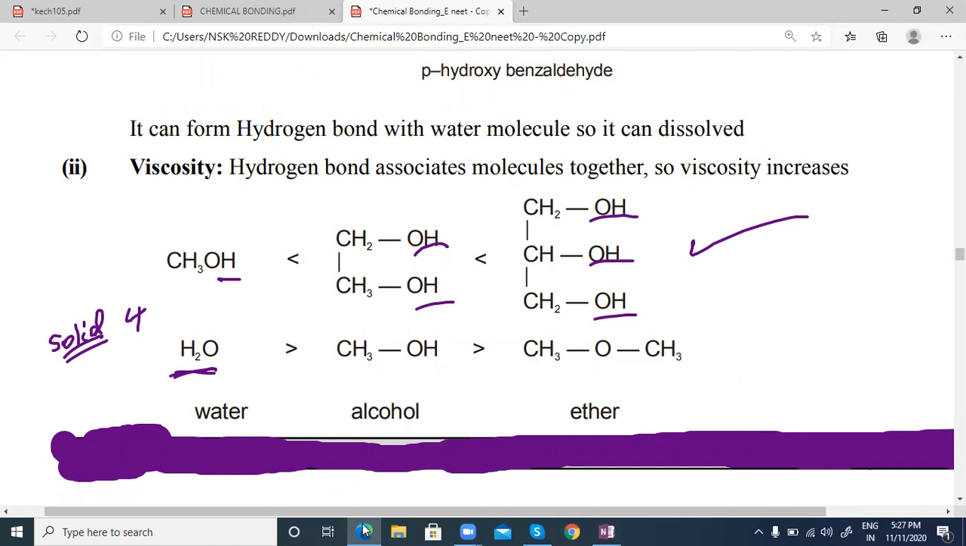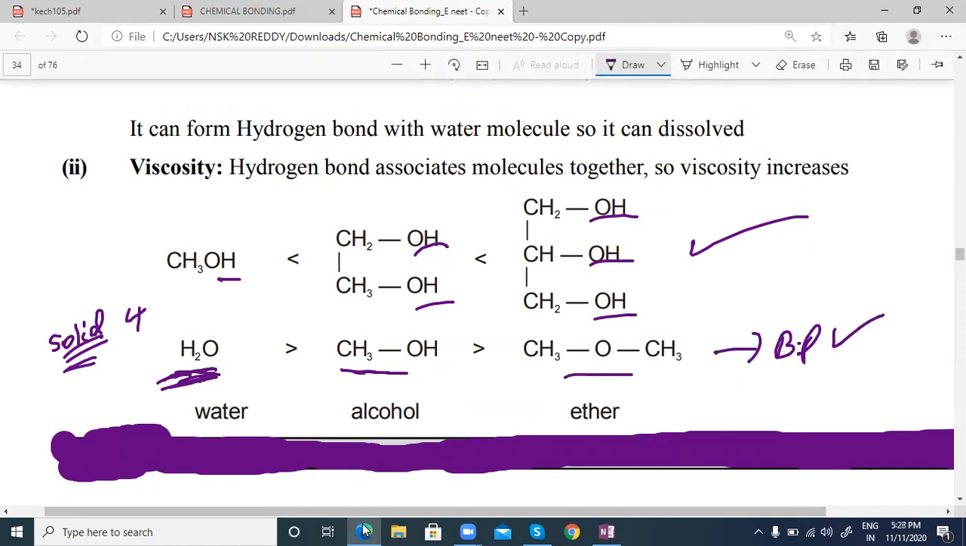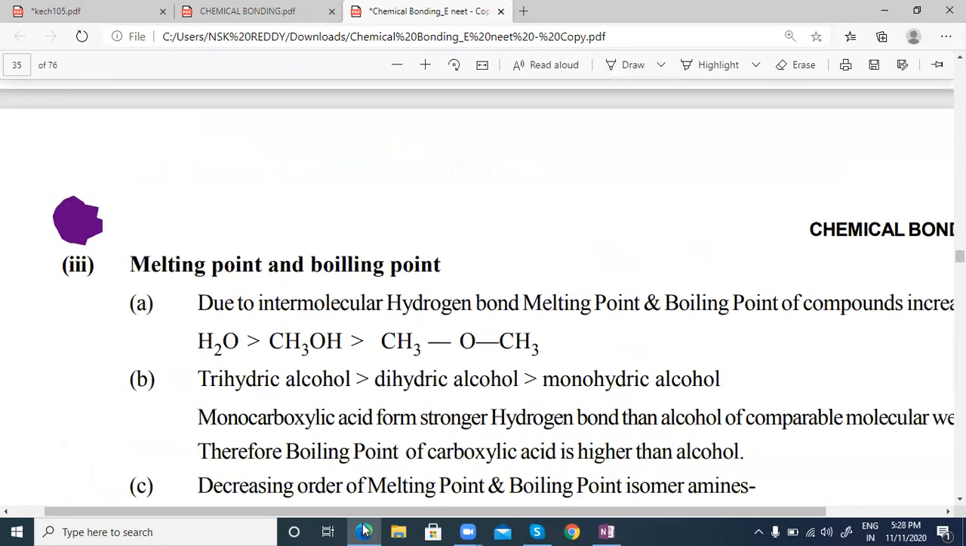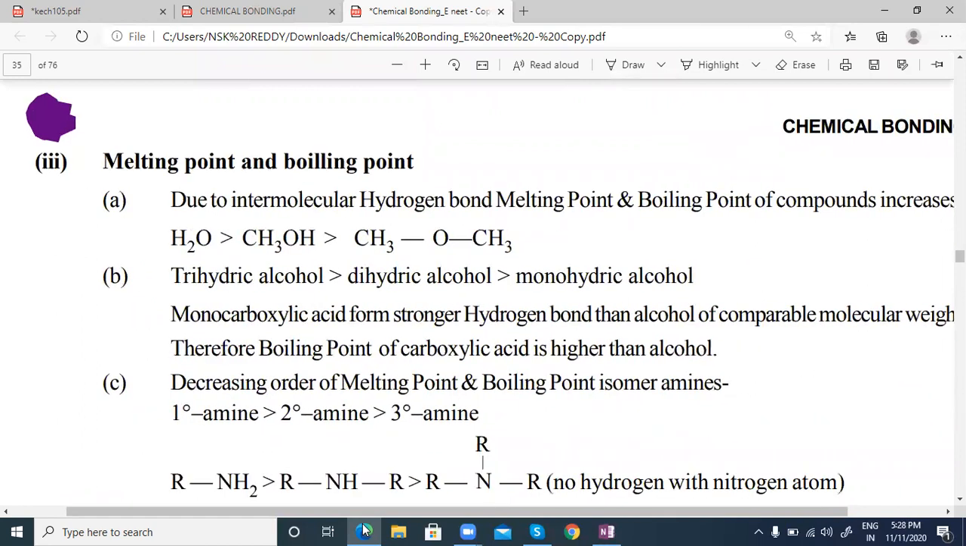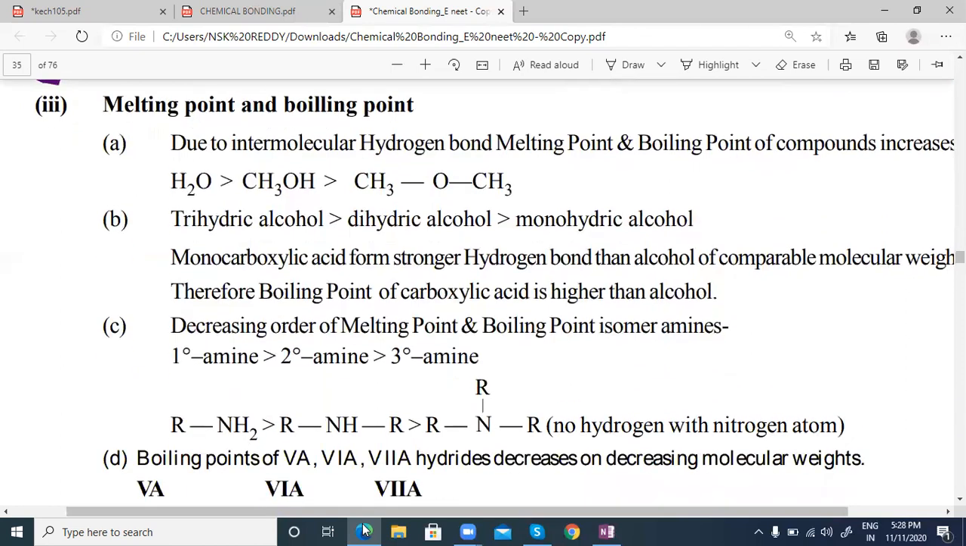You can check boiling point also. Wherever there are more hydrogen bonds, there is a higher boiling point. Here water has more hydrogen bonding, this is less, and this is still less, so you can write the boiling point order also. Got it? Higher the hydrogen bonding, higher the boiling point. Melting point and boiling point: due to intermolecular hydrogen bonding, the melting and boiling points of compounds increase. Correct, same as what we discussed directly; that's what they are telling here.